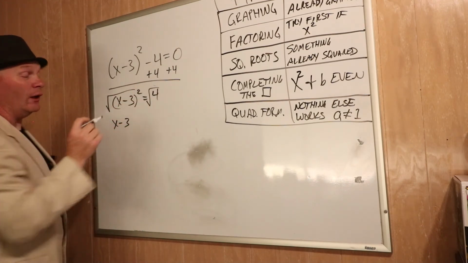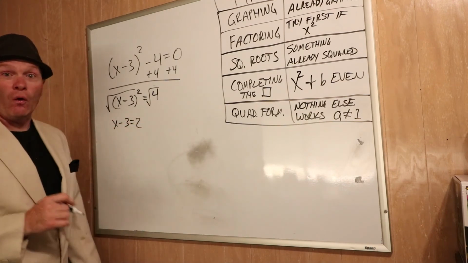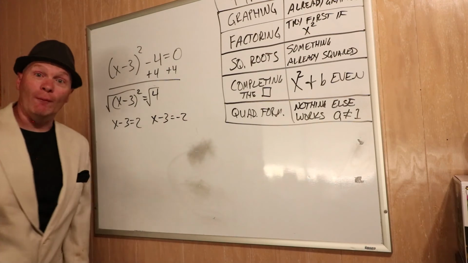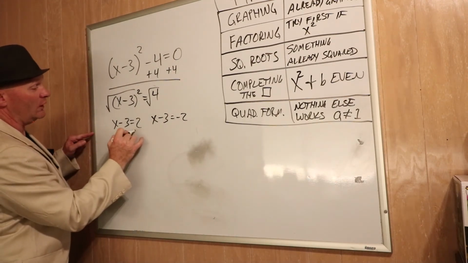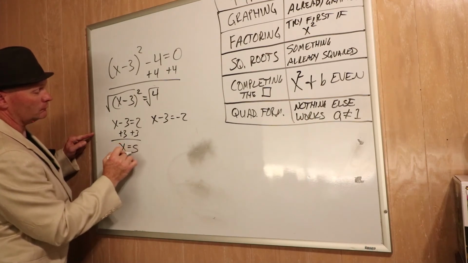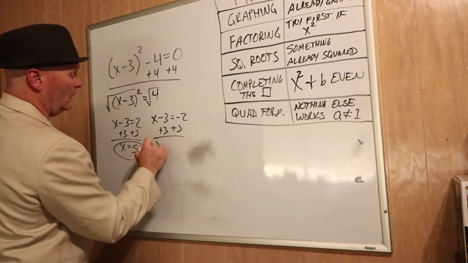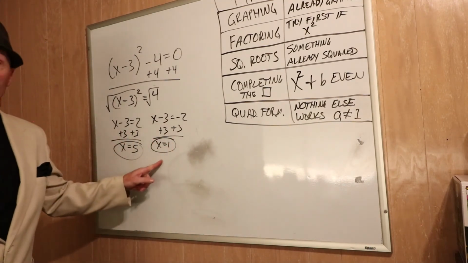Let's see, the square root of 4 is 2, because 2 times 2 is 4. The other square root of 4 is negative 2. Remember, there's almost always 2 square roots. And then we solve each equation. And we get x equals 5 and x equals 1. We should check those real quick to make sure.